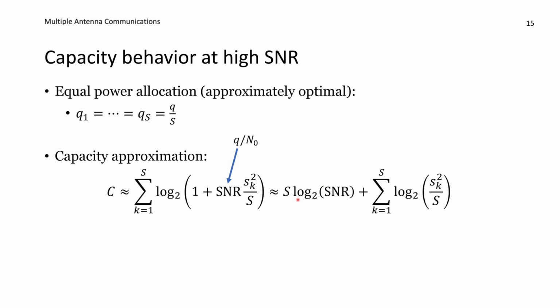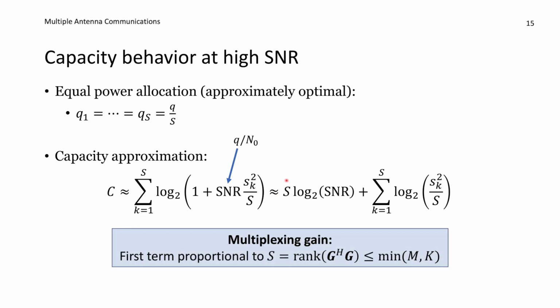The capacity is growing as log 2 of SNR. That's something we have been seeing before. That happens for a SISO channel. But in that case, there is no factor in front of the logarithm. And that is what we are getting here. This is the so-called multiplexing gain.